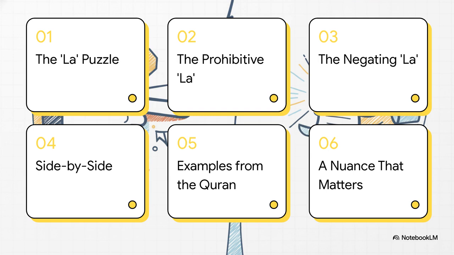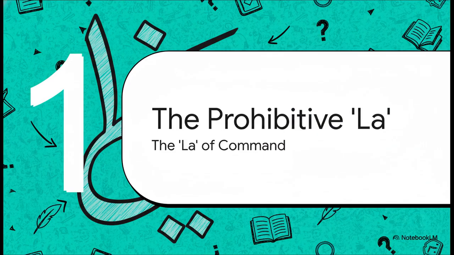Okay, so here's our game plan. We're going to start by breaking down these two types of la and the grammar behind them. Then we'll put them right next to each other so the difference becomes super obvious. After that, we'll look at some really powerful examples from the Quran, and by the end, you'll see exactly why this tiny distinction is so incredibly important.